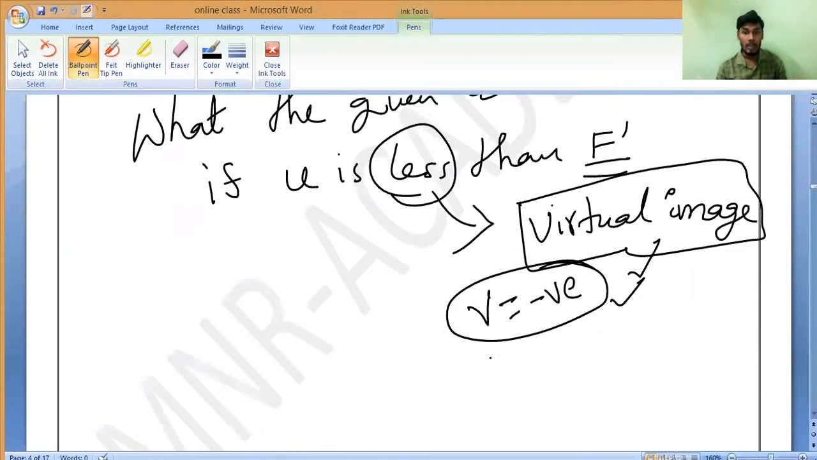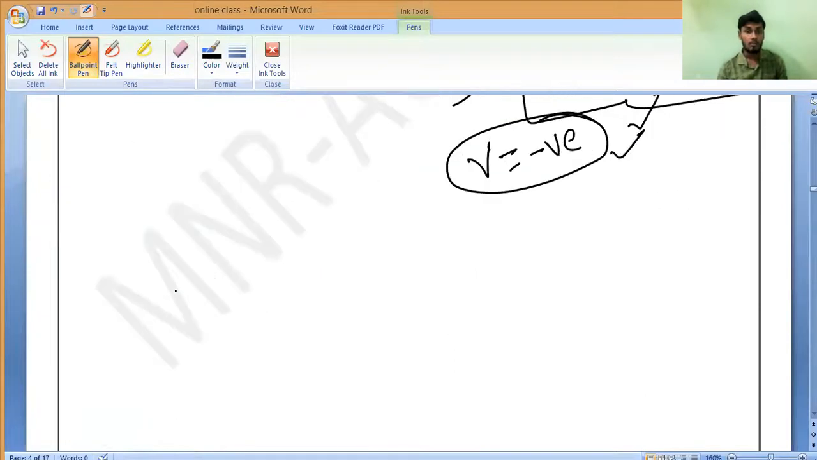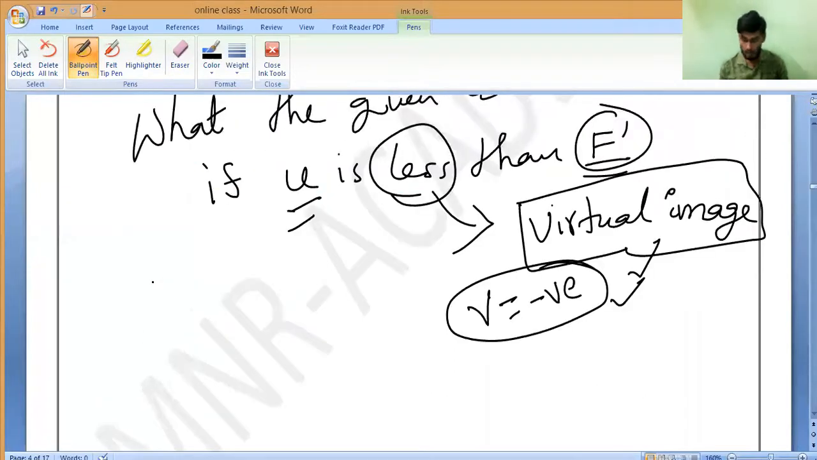Do you understand? Always the image distance must come negative when the object distance is less than f dash. That is what all of you should remember. Do you understand? Yes or no?